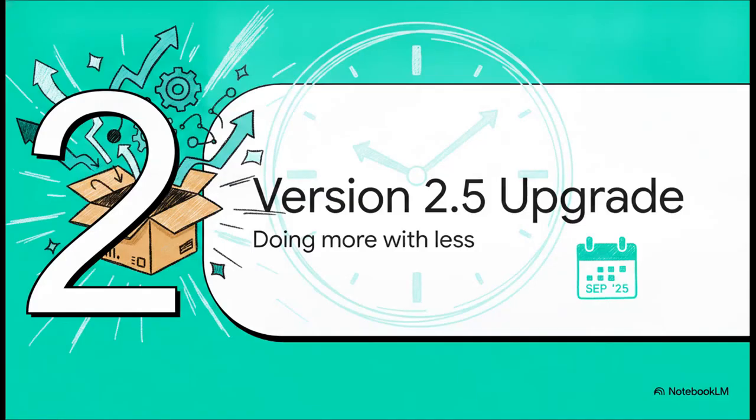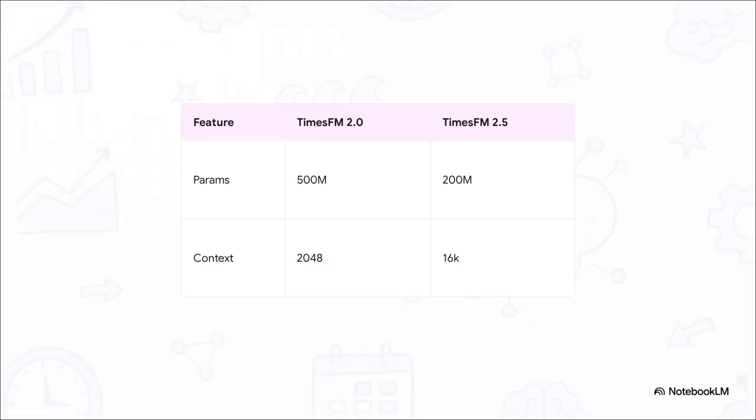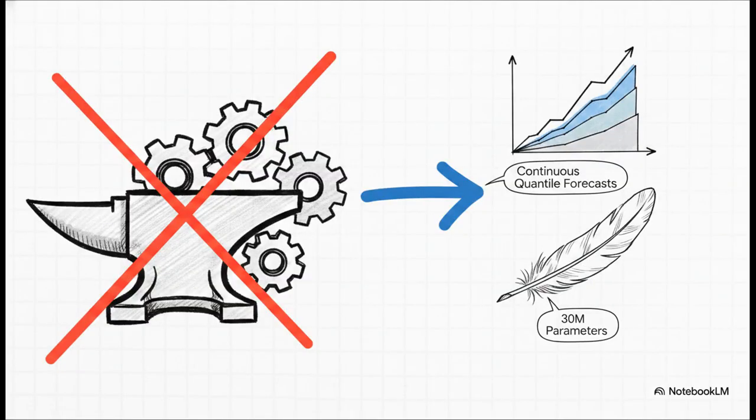Moving right along to part 2, the version 2.5 upgrade. Okay, this upgrade is a real game changer. The researchers actually shrank the model size down from 500 million parameters to an incredibly lean 200 million. But at the exact same time, they exploded the context length from about 2,000 all the way up to a massive 16K. That means the model runs faster, sure, but it can also look way further back into your historical data. That efficiency jump is absolutely staggering. Talk about doing more with less, right?